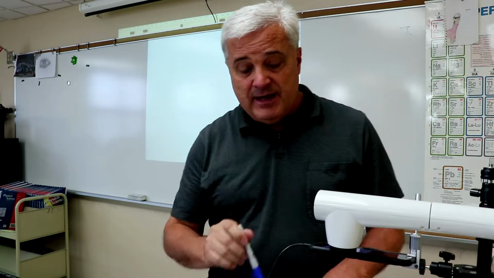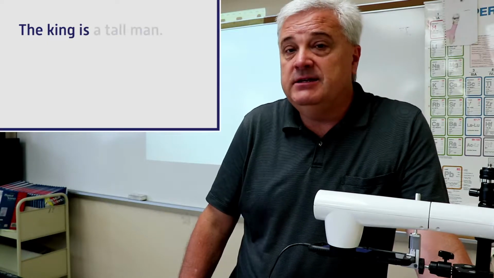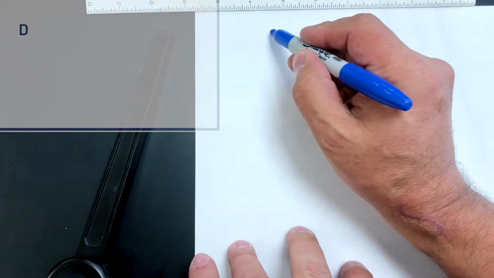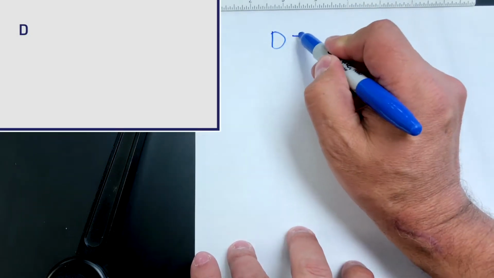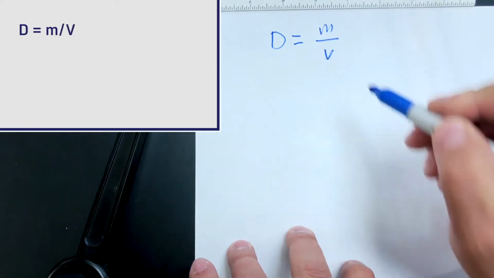And I like to throw Sharpies and catch them, sometimes without looking. You cannot have a mathematical expression without an equal sign. Just as you cannot have a sentence without a verb. The king is a tall man. In math, that would look like something like density is mass divided by volume.